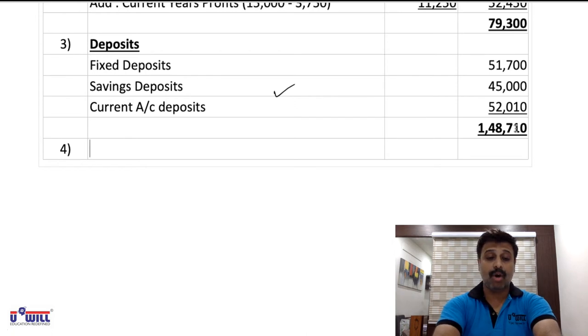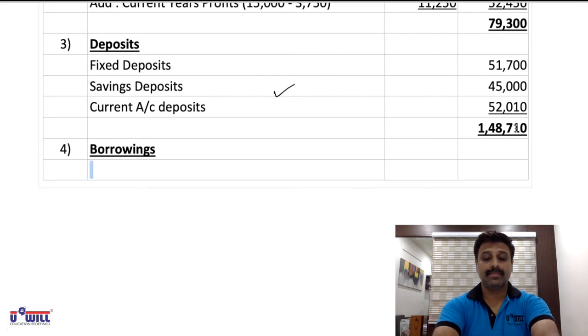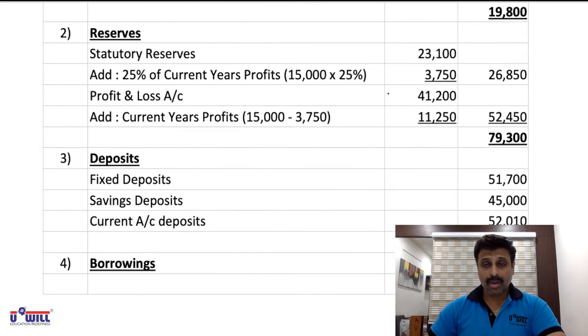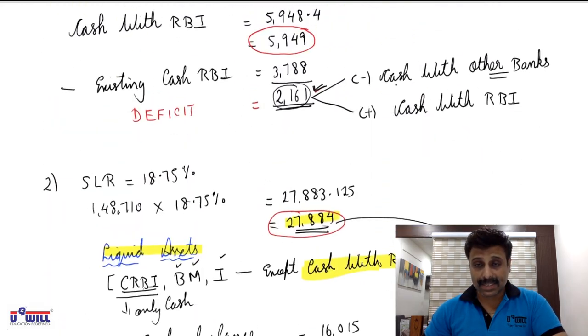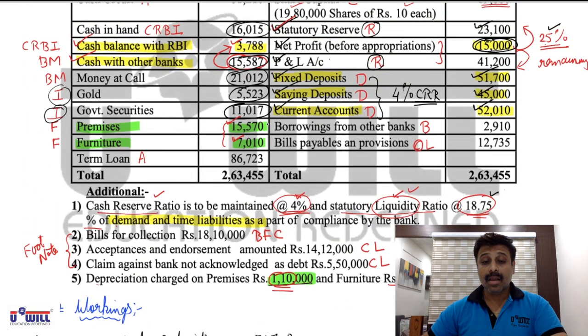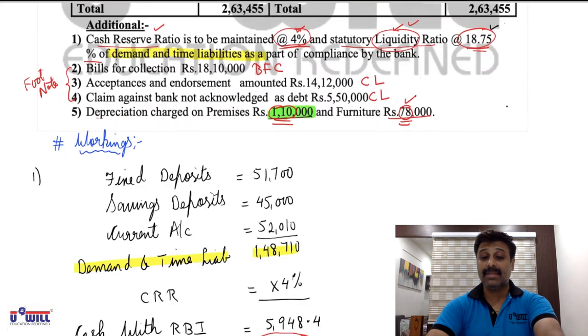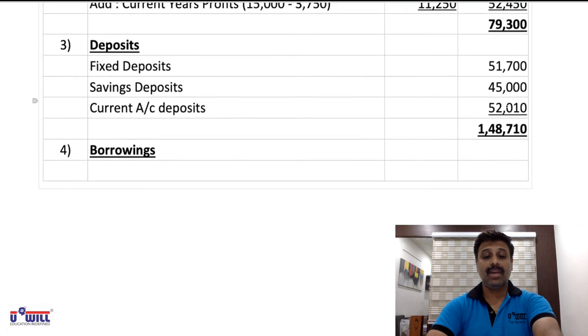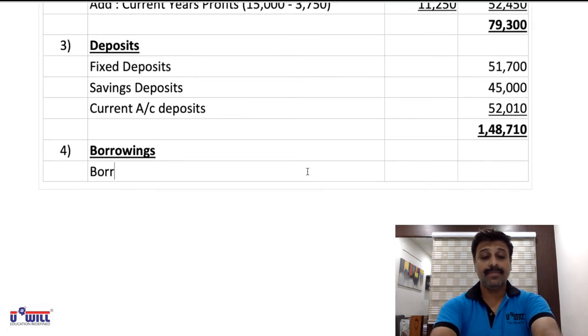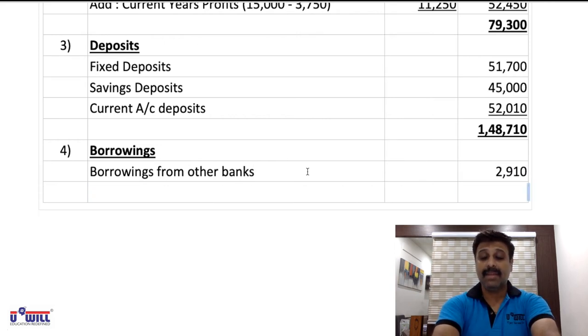Now, B stands for borrowings. So what all items marked as B, borrowings, are there? Borrowings from other banks, 2910. Only one item of borrowing is there in the question. Borrowings from other banks, 2910. That itself will become the total, 2910.